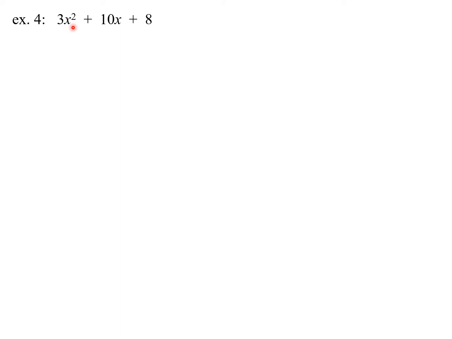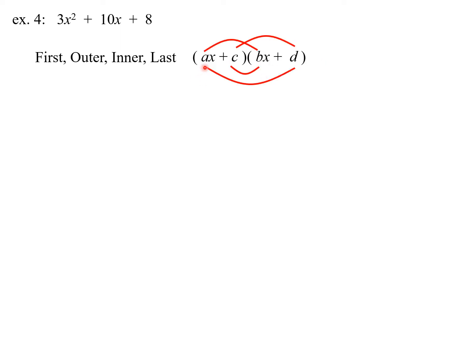Now remembering our FOIL, first, outer, inner, last, this one is going to take the form of (ax + c)(bx + d). A and b are factors of 3. Okay, a and b have to multiply to 3, because ax times bx is going to be ab times x squared. So a times b is 3.